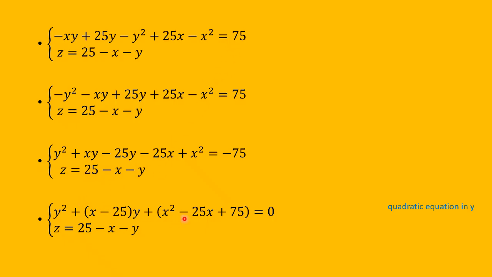So now we have this equation. I'm adding 75 to both sides of the equation. We'll have the first stuff just as we had before, y squared. These two terms can be written as x minus 25 times y. This stuff right here with this term also can be written as x squared minus 25x plus 75, and that will equal 0. The z equation is left unchanged.